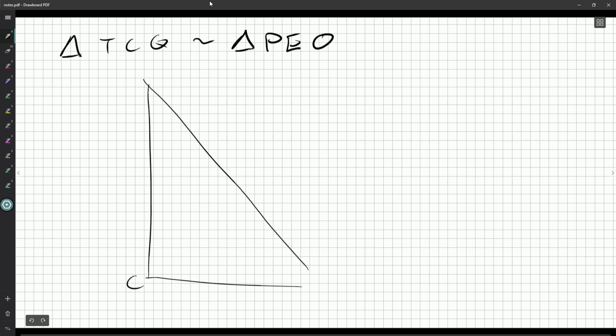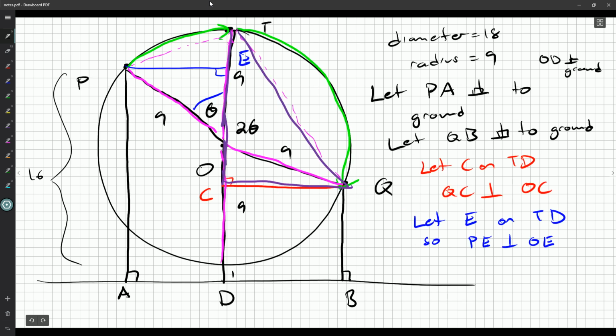So we've got C here, O here, 9 here, and this mystery length, which I'll call X. I did say a while ago that if we could work out X, if it was like 3 or something, we'd work this out. QB, I can see, is going to be OD, or 10 minus X. So let's see if we can work that out.